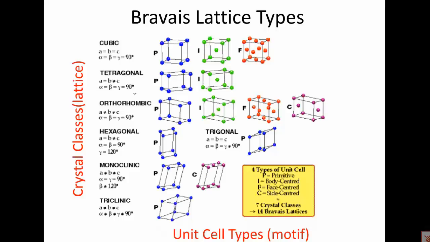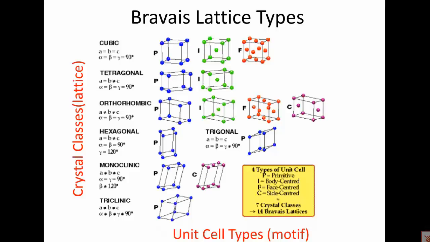In the tetragonal lattice, we notice that a and b are the same length, but c is of a different length. But the angles are all 90 degrees. In an orthorhombic crystal structure, a, b and c are all different, but the angles are all the same and equal to right angles. In the hexagonal unit cell, a is equal to b, but c is different from a and b, and the angles are fixed in a hexagonal cell.